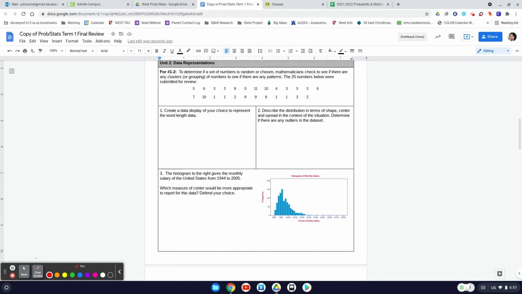It does not matter. So I type the numbers in my calculator, and I need to make a number line. So my number line has to go from the smallest number to the biggest number. So in this case, 0 to 11.